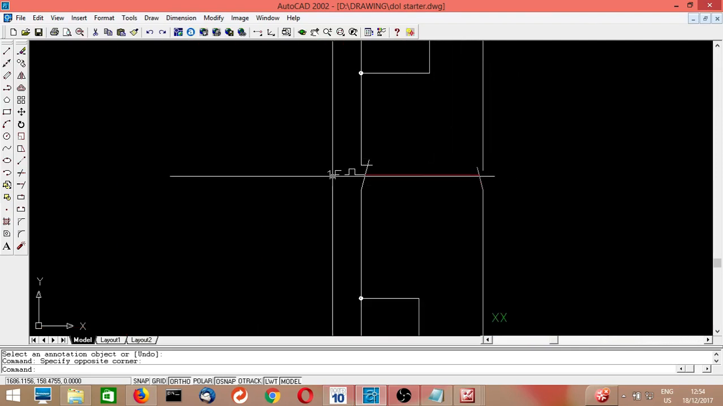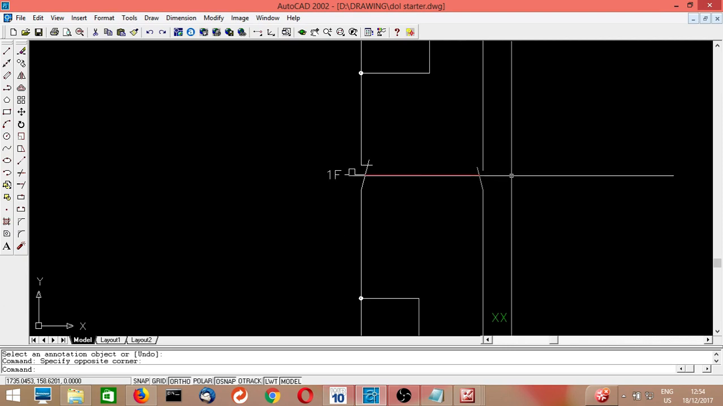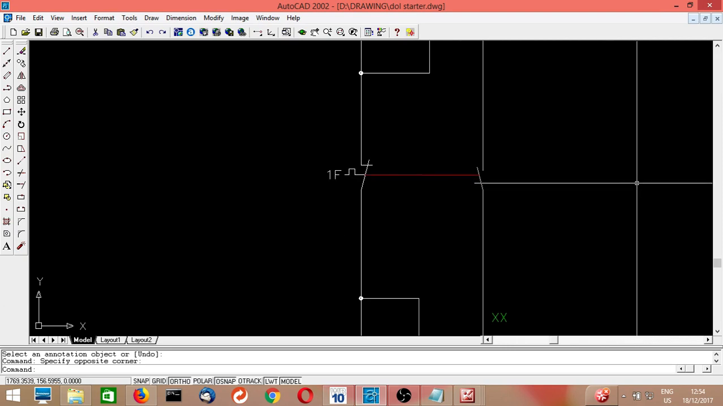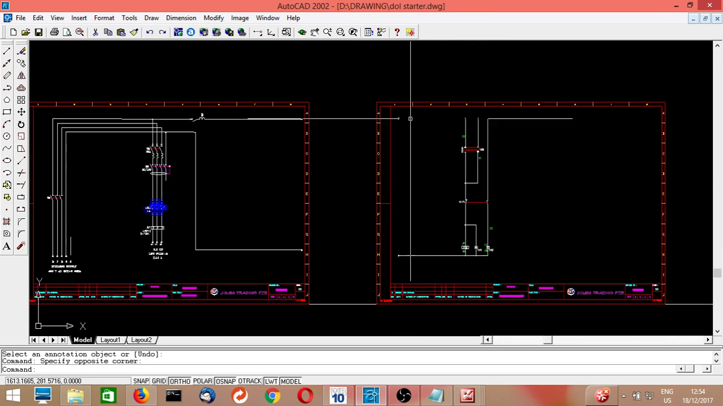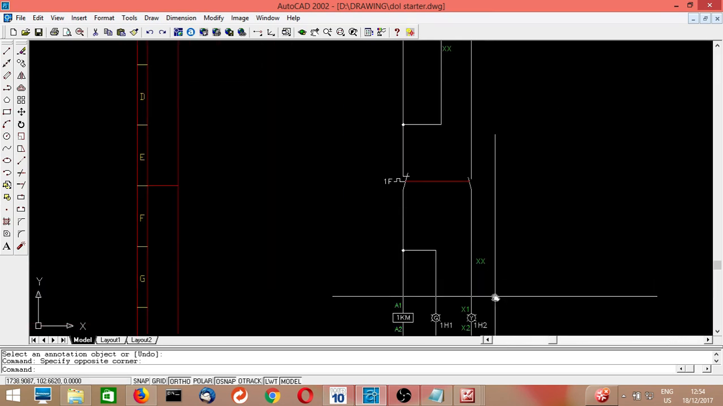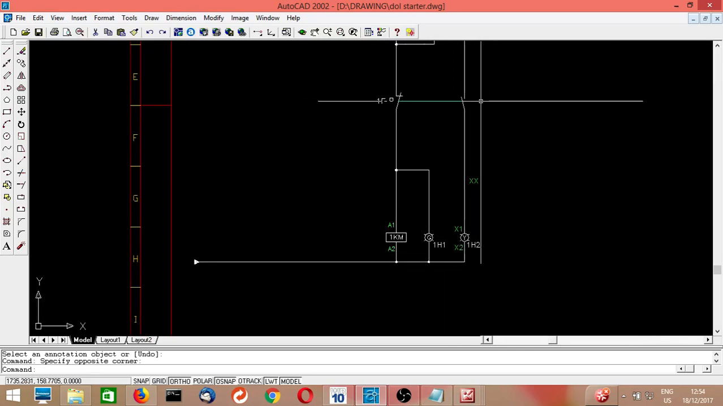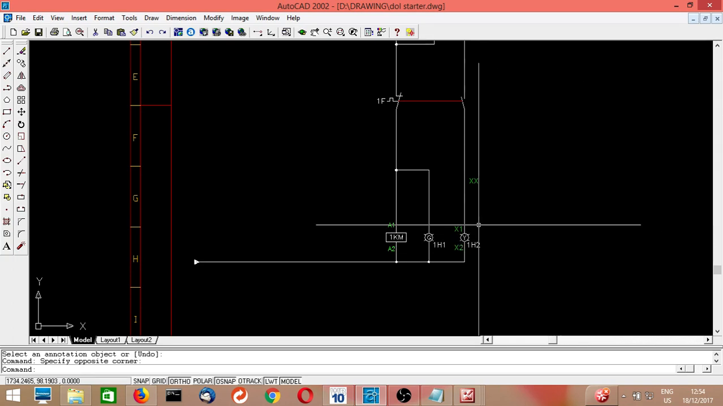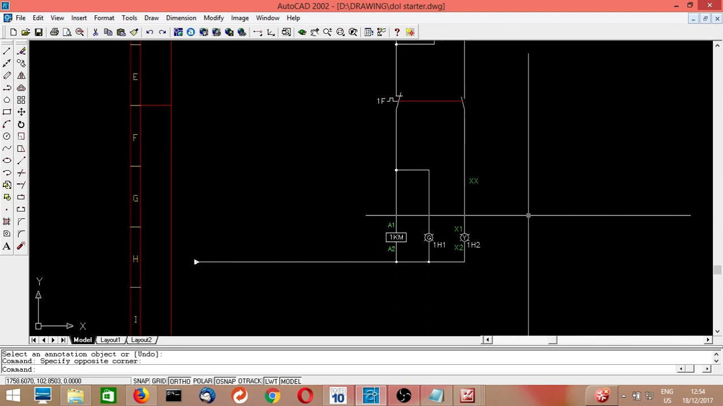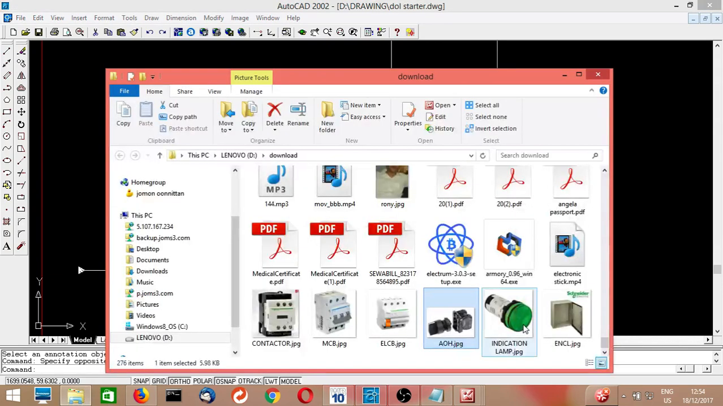And the NO contact of the same overload, normally open contact, will be closed when the overload is detected as tripped. And this contact is directly connected to the 230 volt and to an indication lamp. So this indication lamp will glow when the overload is tripped, and the operator can understand the motor is in trip status.